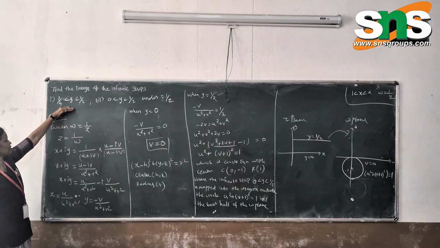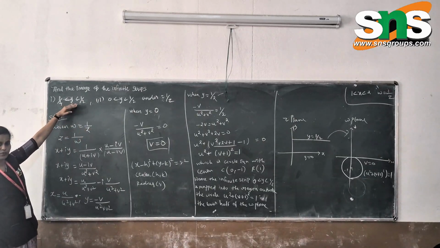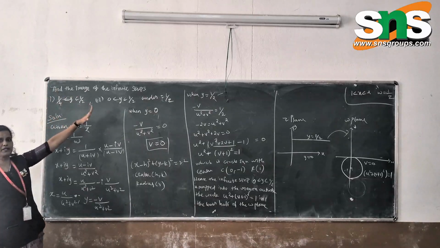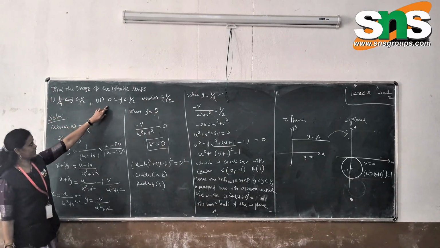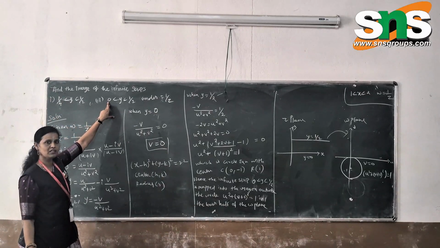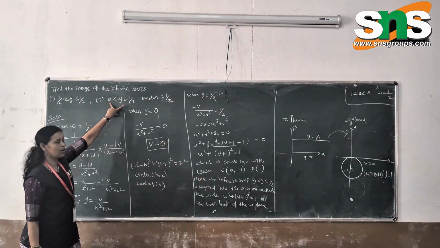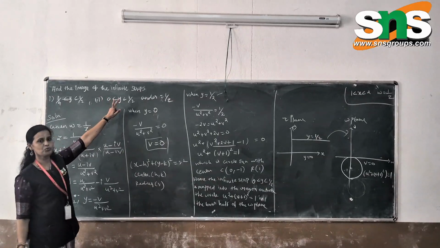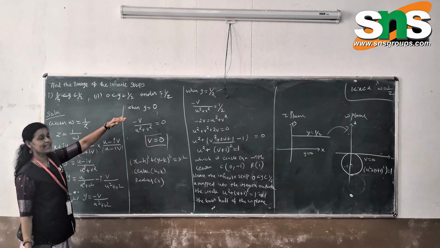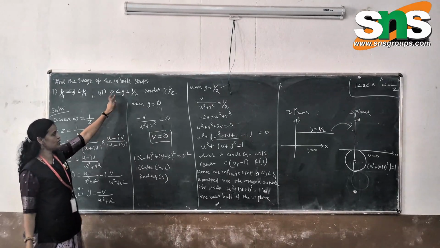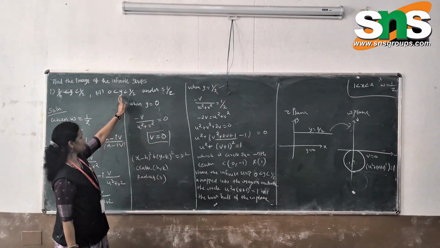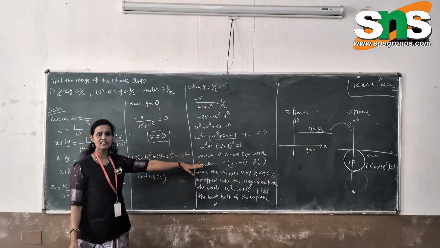Under this, the lines y = 1/4 and y = 1/2 in the z plane are mapped into circles. And in the second problem, y = 0 is a line and y = 1/2 is also a line. So these two lines are mapped into a line and a circle. So y = 0 is mapped into a line and y = 1/2 is mapped into a circle.